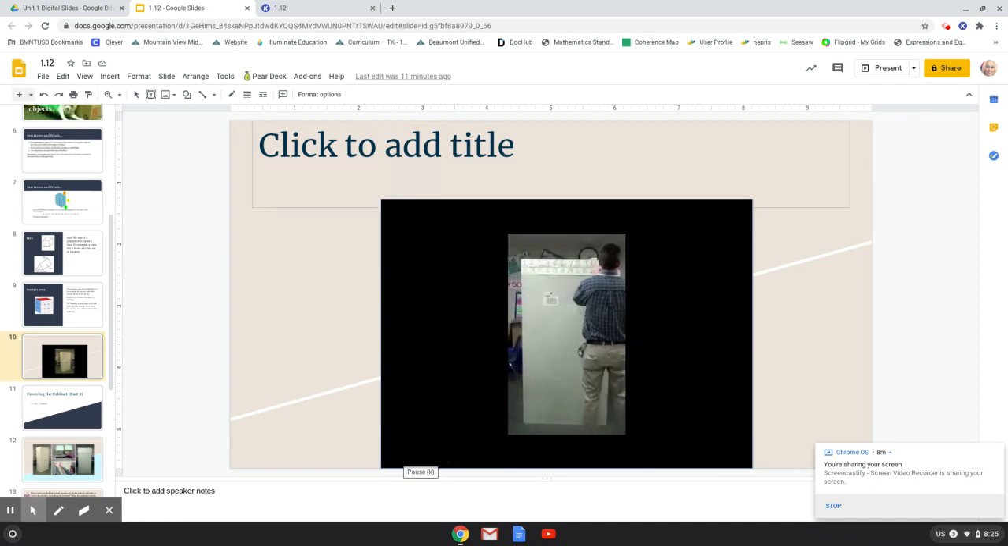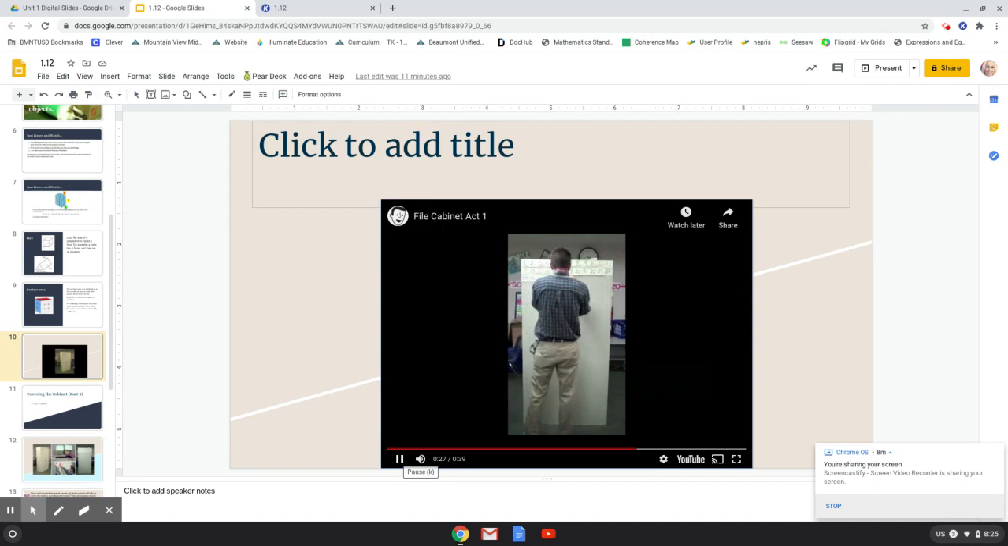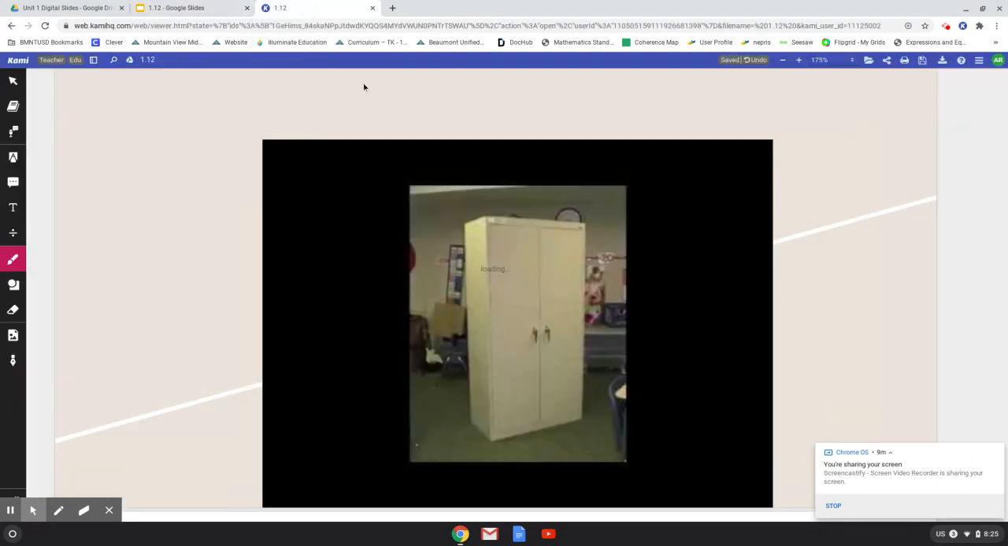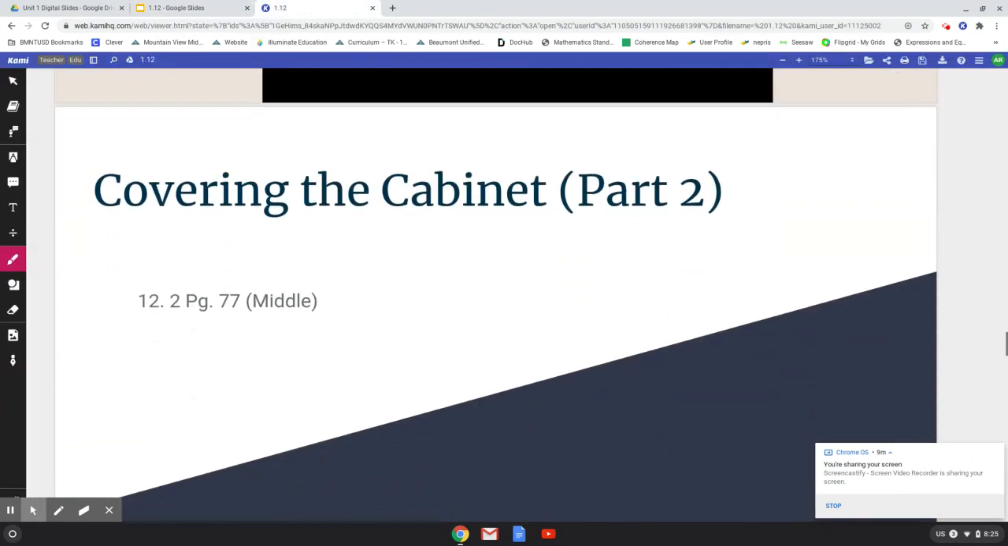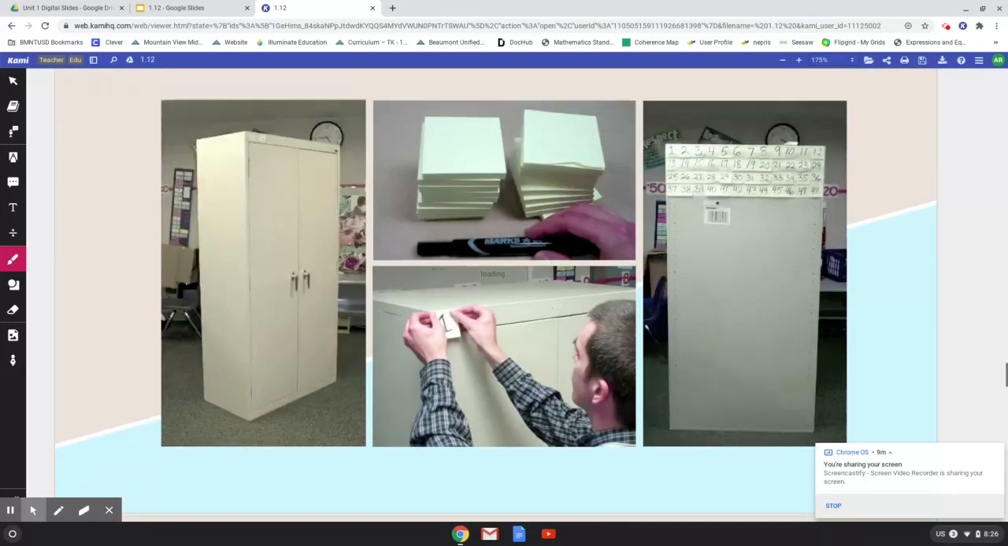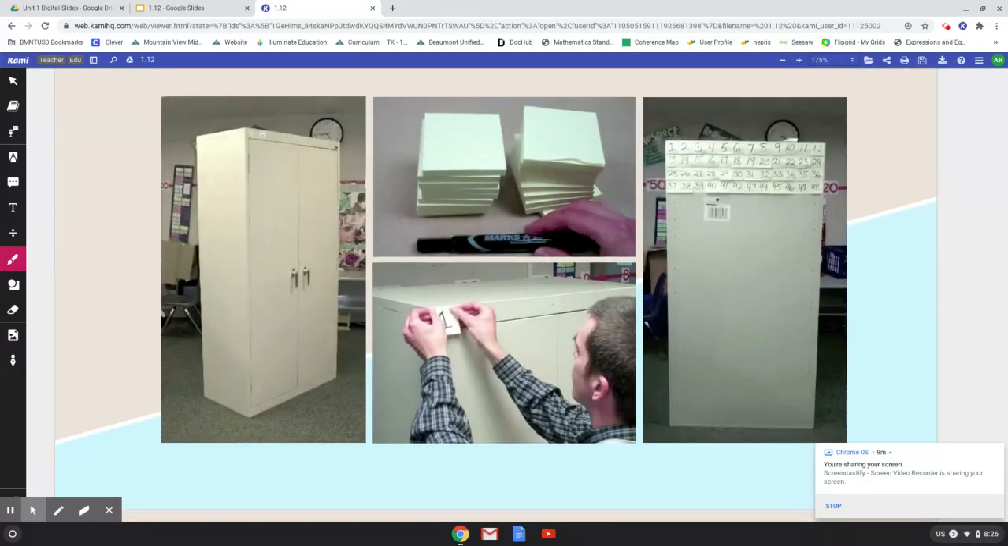Okay, so you kind of get the idea here. He's putting sticky notes along the entire outside of this cabinet. So we're going to need to know about that when we're dealing with this. So you're in your book, you're on page 77, we're toward the middle, and we're going to start here. So these are just some things from the video for you.